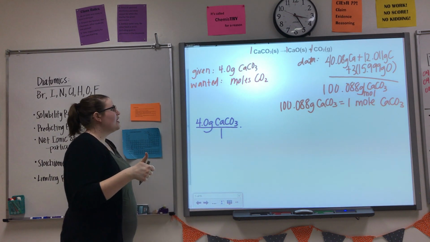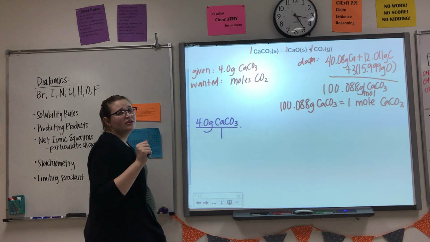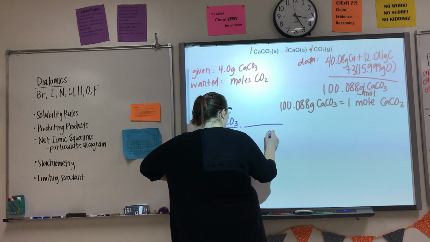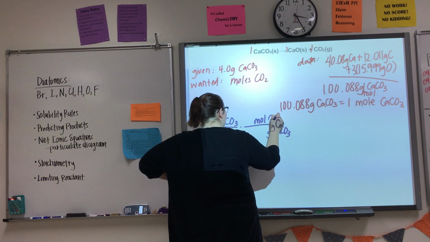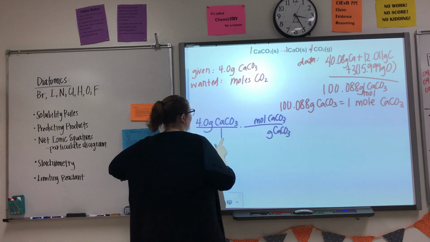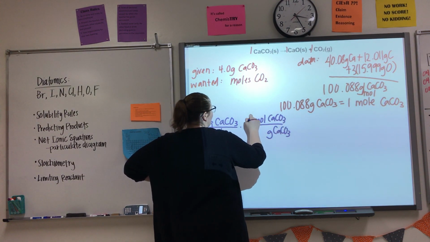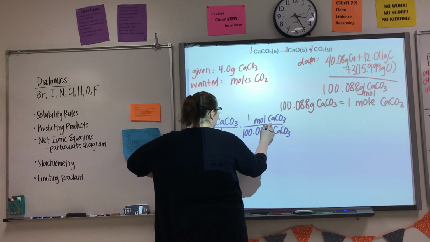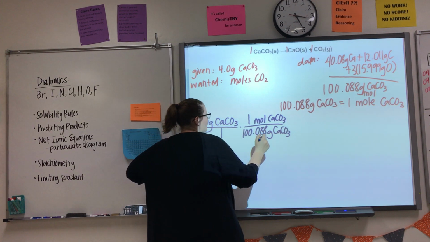All right, I have grams of calcium carbonate and I want moles of CO2. So I need to get this grams to moles. And I can do it with my molar mass. Good thing I just calculated it. So grams of CaCO3 goes on bottom and moles of CaCO3 goes on top. I know it's grams that way because grams is up here, so now it's going to be down here. So my molar mass is for every 1 mole of calcium carbonate, I have 100.088 grams. Okay? So that's my molar mass conversion.